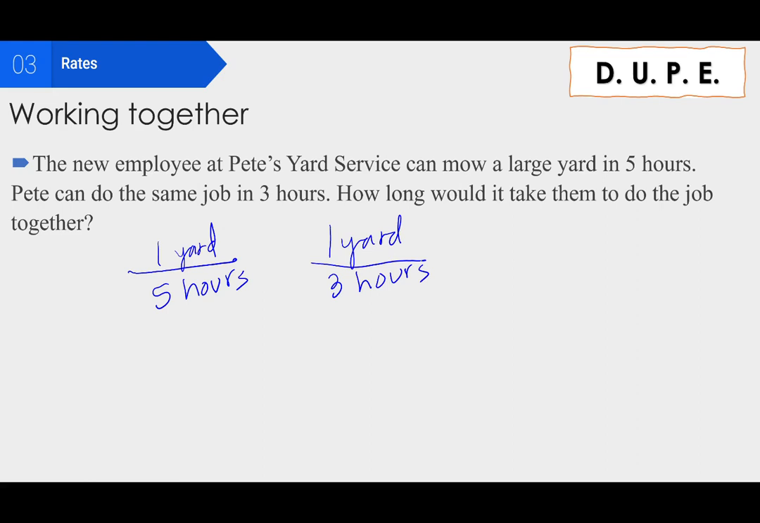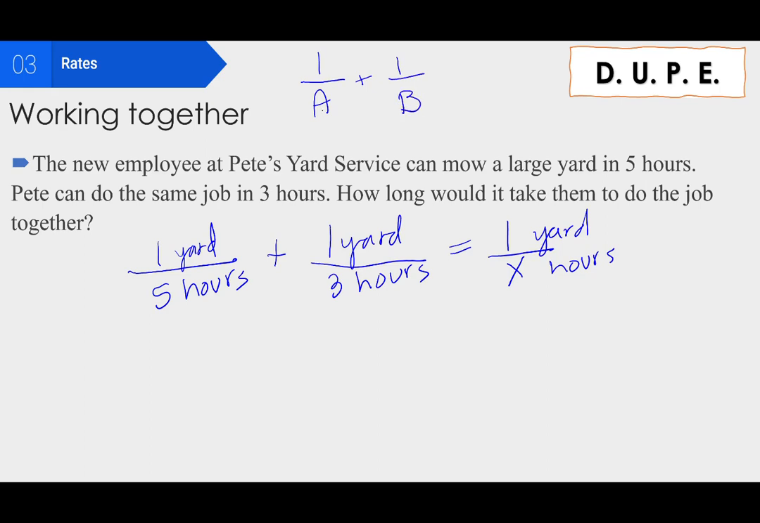And here we're going to add them because they are working together, and that will give us a total rate. So 1 yard, and what we need to know is how many hours that takes when we add them together. Sometimes the variable will be how long does the employee take, or how long does Pete take, if this is how long they work together. So the variable might change, but you can use this setup for these problems with always a 1 on the top because you're getting 1 job done.